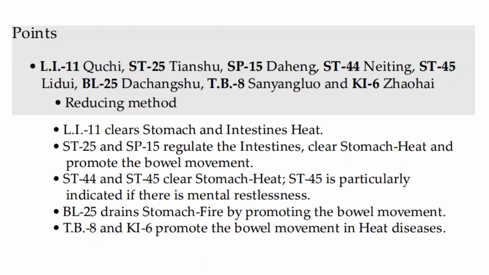Points: LI 11, Stomach 25, Spleen 15, Stomach 44, Stomach 45, Bladder 25, Triple Burner 8, and Kidney 6, all using reducing method. LI 11 clears stomach and intestines heat. Stomach 25 and Spleen 15 regulate intestines, clear stomach heat, and promote bowel movement. Stomach 44 and Stomach 45 clear stomach heat.